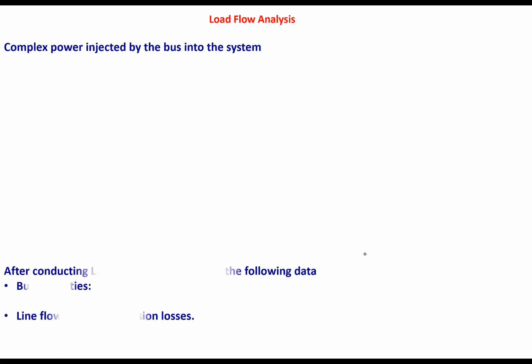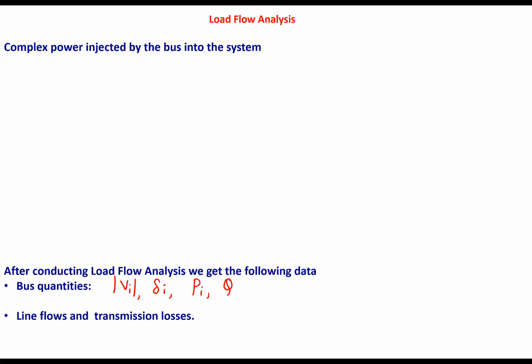Understand? After conducting load flow analysis, we get the following data. At each and every bus, we know mod Vi, delta i, Pi, and Qi. Understand? And we can also calculate line flows and transmission losses. How that we will see.